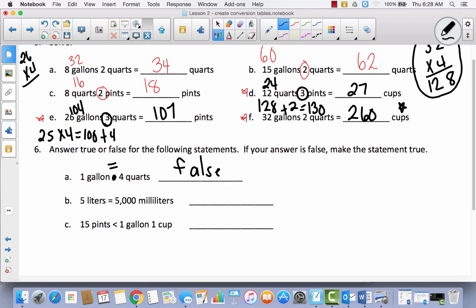All right, 5 liters is equal to 5,000 milliliters. Well, how many milliliters are in a liter? 1,000, right? So 5 times 1,000 equals 5,000, so this is actually true. Now it says 15 pints is less than 1 gallon and 1 cup. Woo! All right, so let's convert this to pints. How many pints are in a gallon?